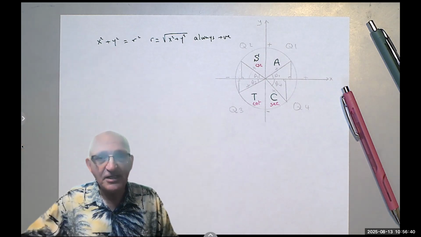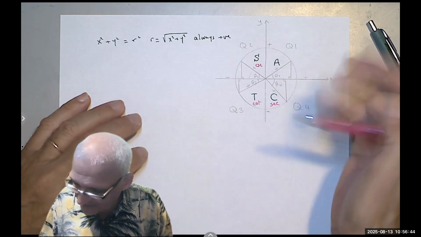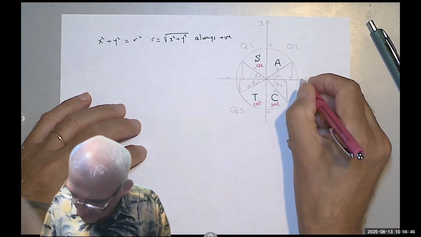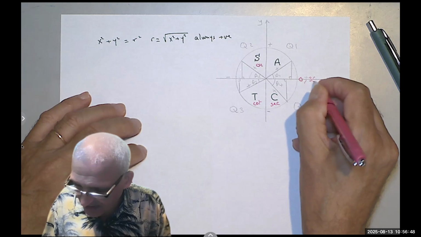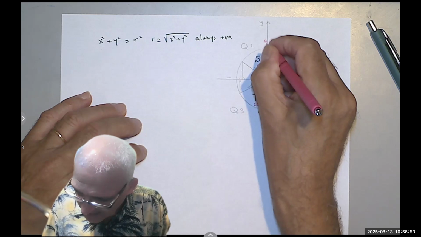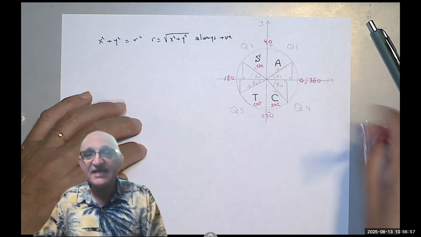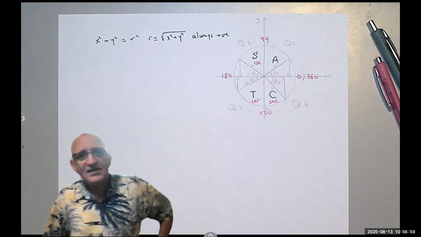So I don't care what angle you give me. I will find out in which quadrant it is. This is 0 or 360 if you take a whole turn, or any multiple of 360s. This is 90, this is 180, this is 270. So if you give me an angle, I will find out where it is.